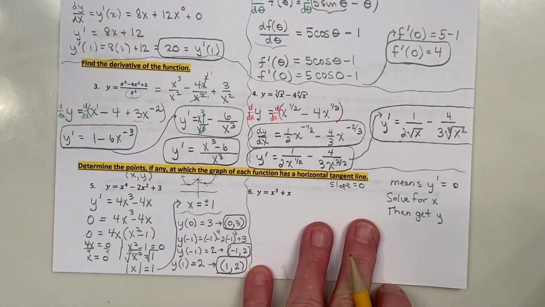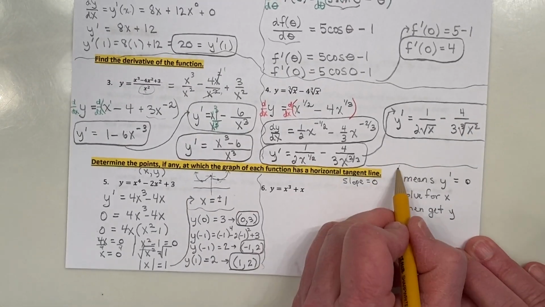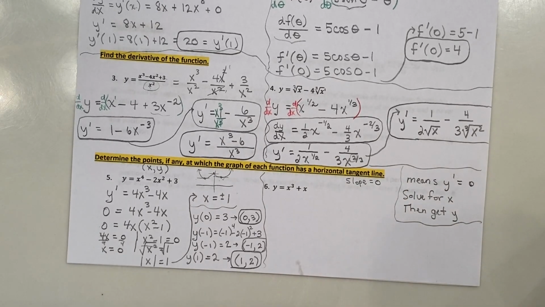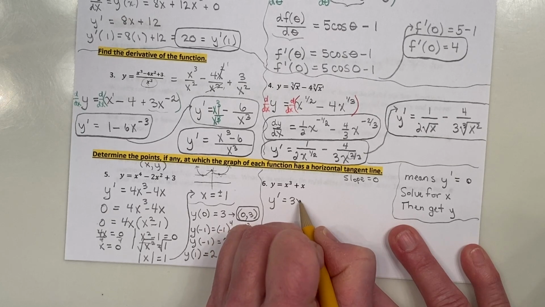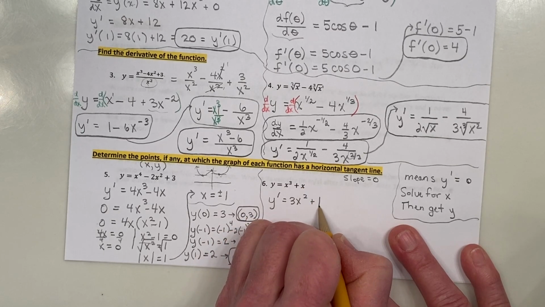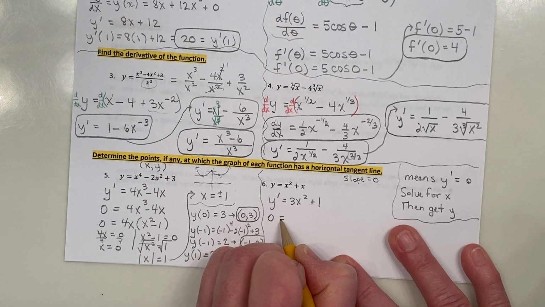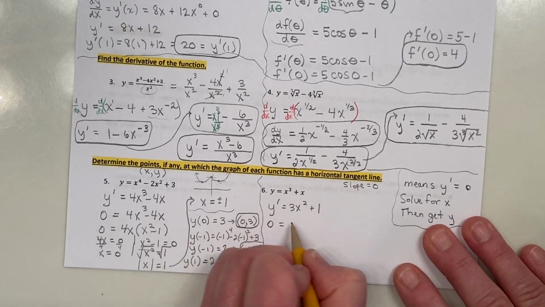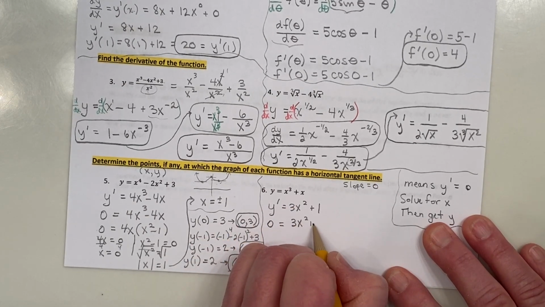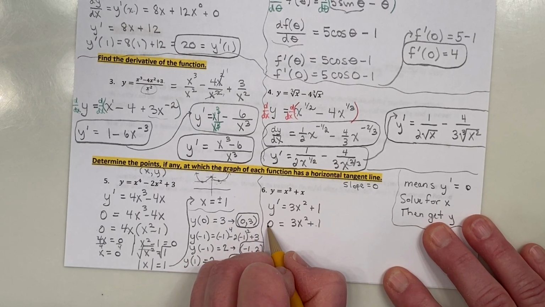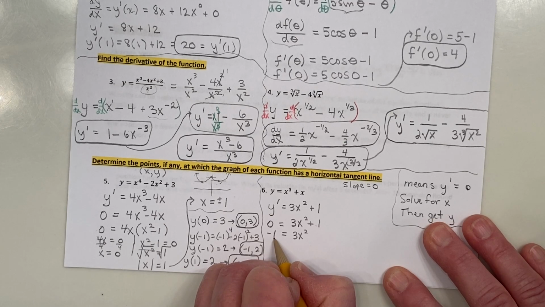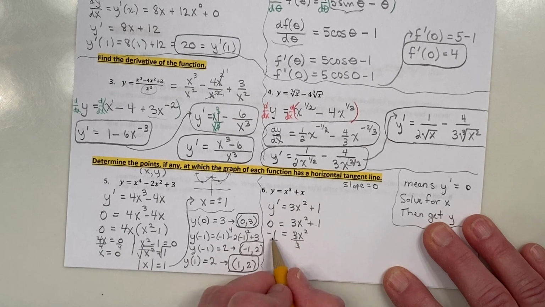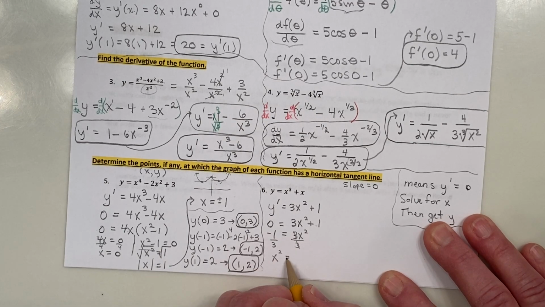All right, 6 is the same type of question. Something interesting happens here though. Let's find the derivative and set it to 0. So y prime equals 3x squared, derivative of x is 1. Let the slope be 0. If you subtract the 1 to the other side, you're going to get 3x squared equals -1. Divide by 3. So I'm going to end up with x squared equals -1/3.